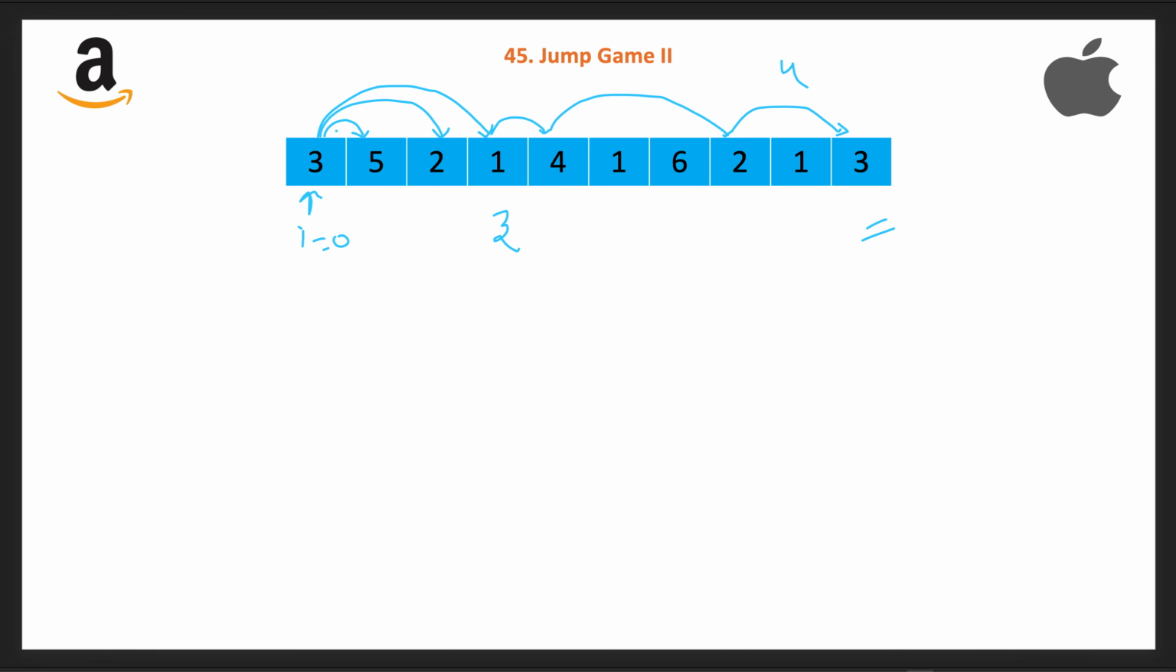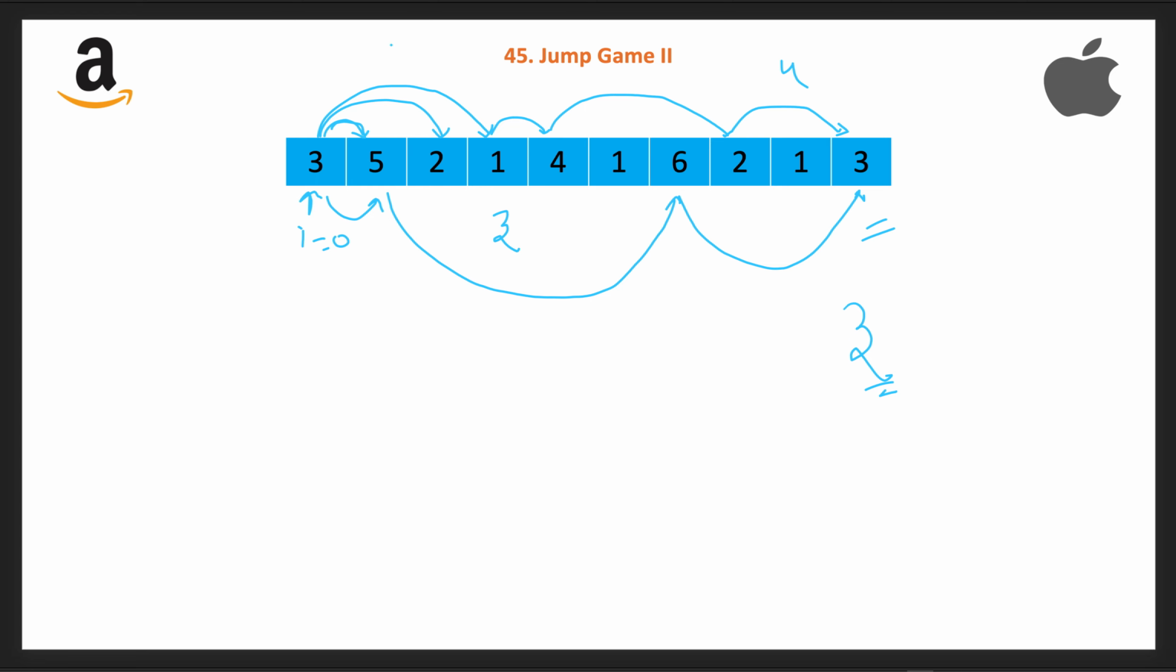Is there any other way to reach the last index in fewer than 4 jumps? Let's say we first jump to 5, then from 5 we reach 6, and then from 6 we can reach directly across, basically crossing the end. So how many jumps? 1 is this, 2, 3. So at minimum we need 3 jumps to reach the last index.